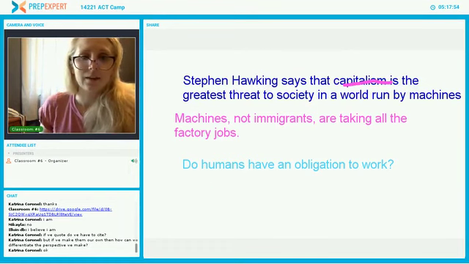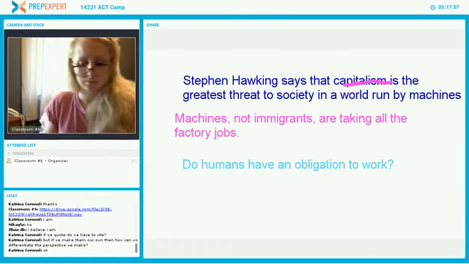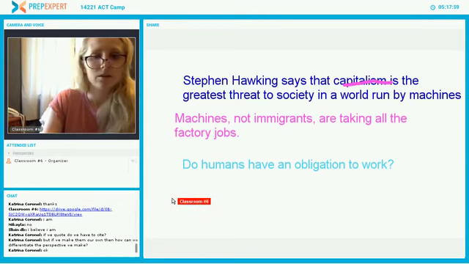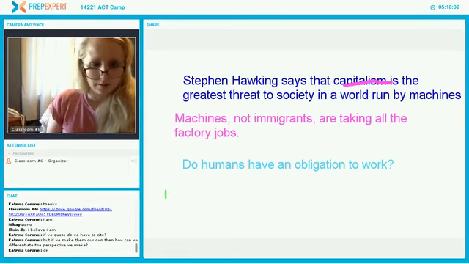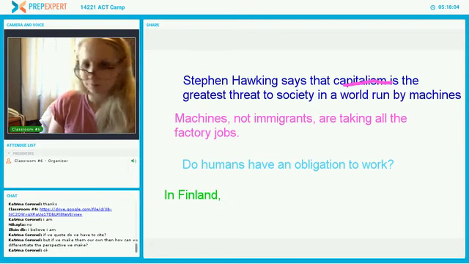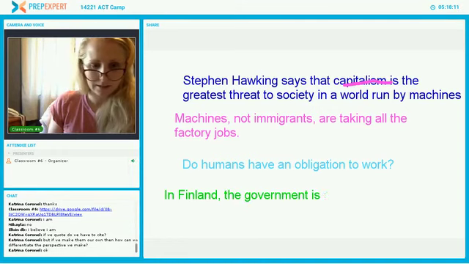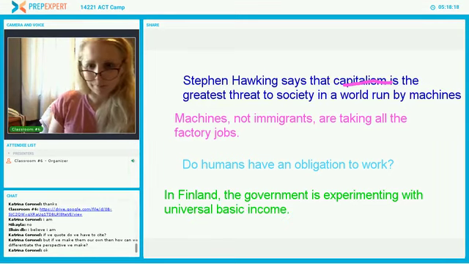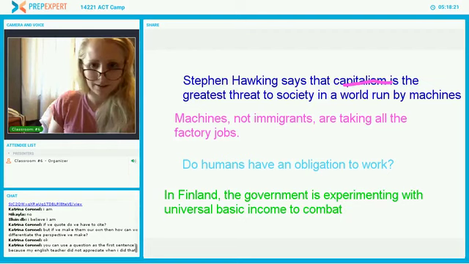Or something like, in Finland, the government is experimenting with universal basic income to combat lost wages due to automation.